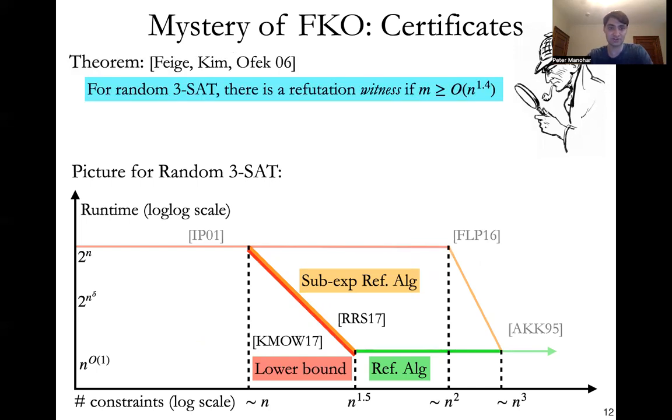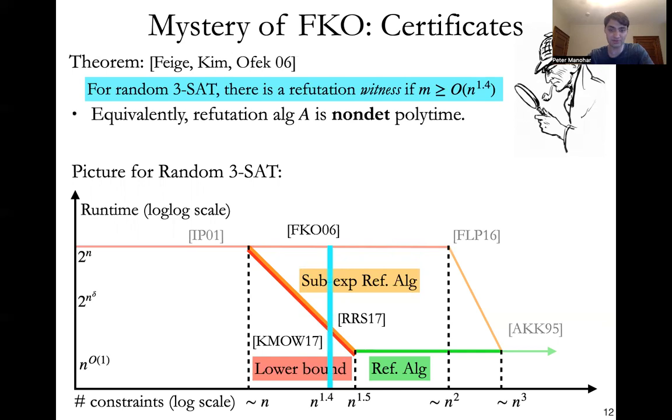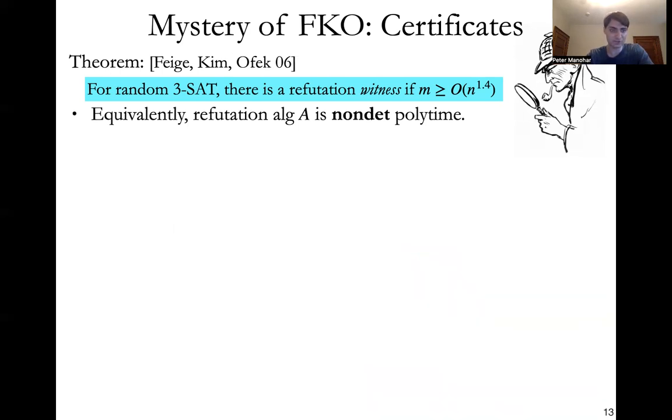Now there's this interesting result due to Feige, Kim, and Ofek, who show that for random 3-SAT instances, there is a refutation witness at n to the 1.4 constraints. And what I mean by this formally is that the refutation algorithm in non-deterministic polynomial time can refute at n to the 1.4 constraints. And n to the 1.4 is lower than n to the 1.5, the threshold we need to refute if the algorithm is deterministic polynomial time. So what's going on here?